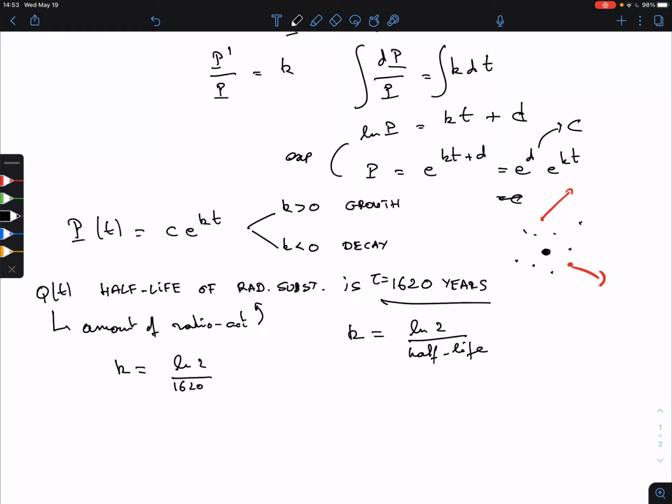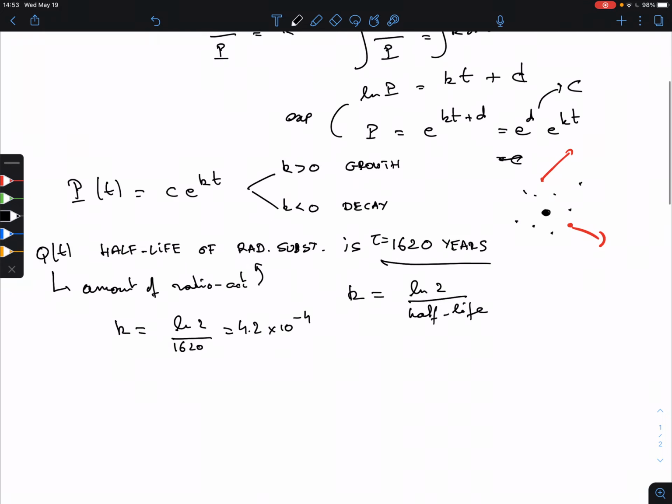So, okay, let me calculate it quickly for you. It is the ln of 2, log e, divided by 1620. So that is 4.2 times 10 to the minus 4 in scientific notation. These are extremely small constants because the half-life takes so long, right?